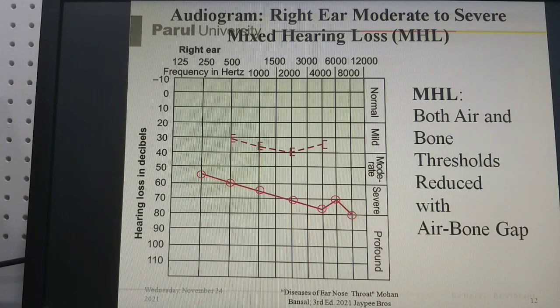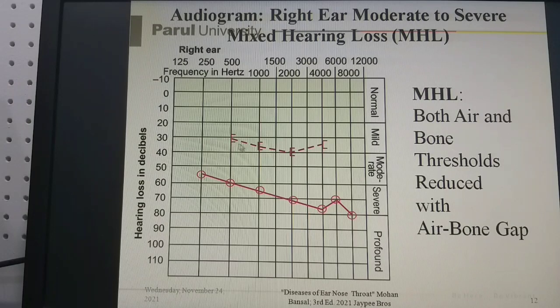This audiogram is showing you right ear moderate to severe mixed hearing loss. So if both air conduction and bone conduction are reduced, and if they maintain some gap between the air conduction and the bone conduction, then that hearing loss is called mixed hearing loss. You can see the right color, right ear, and this continuous line, air conduction, shows moderate to severe hearing loss.